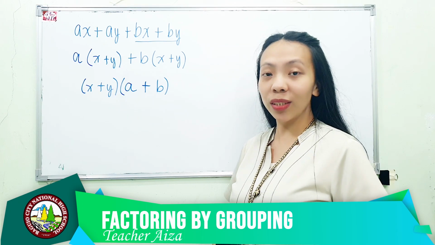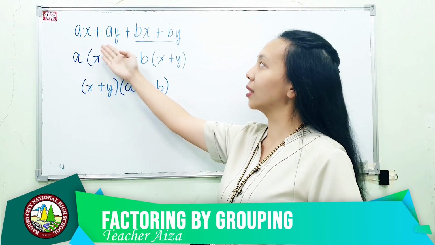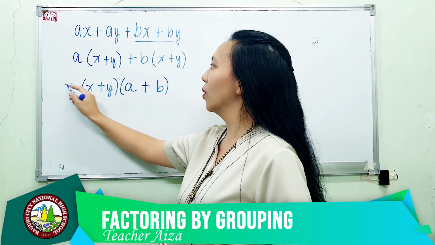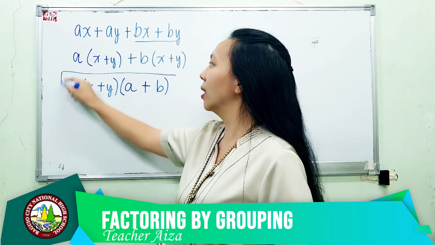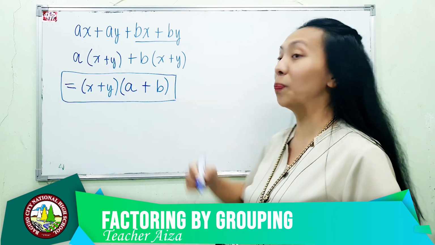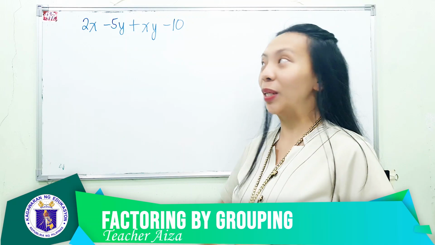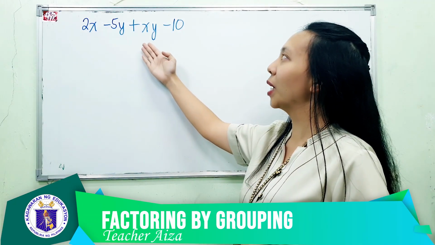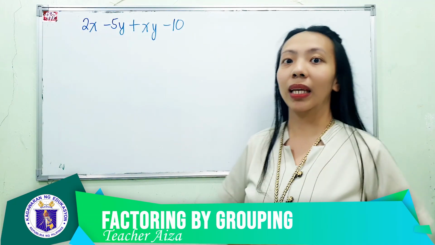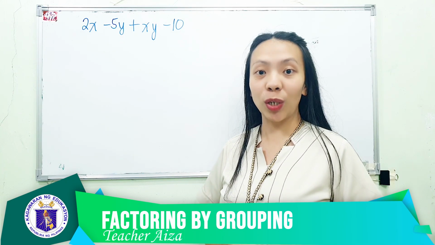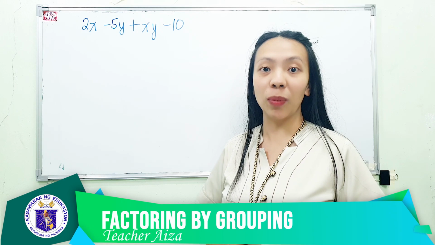Therefore, the factored form of the polynomial ax plus ay plus bx plus by is equal to the quantity x plus y times the quantity a plus b. Let's factor the polynomial 2x minus 5y plus xy minus 10. The first thing that we need to consider here is to regroup the terms which have a common monomial factor.